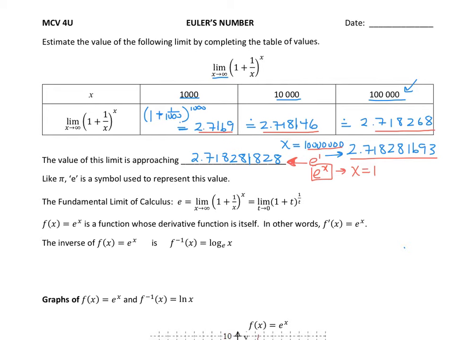If we use that base on our exponential function, if we do y equals e to the exponent x, when I graph that function and then I graph the derivative, that derivative lands right on top of the original function. The derivative is itself here. So like pi, e is just a symbol used to represent this particular value right here. And this limit that we just calculated is what we call the fundamental limit of calculus. So e is equal to this limit, and that limit is also the same as this one here.